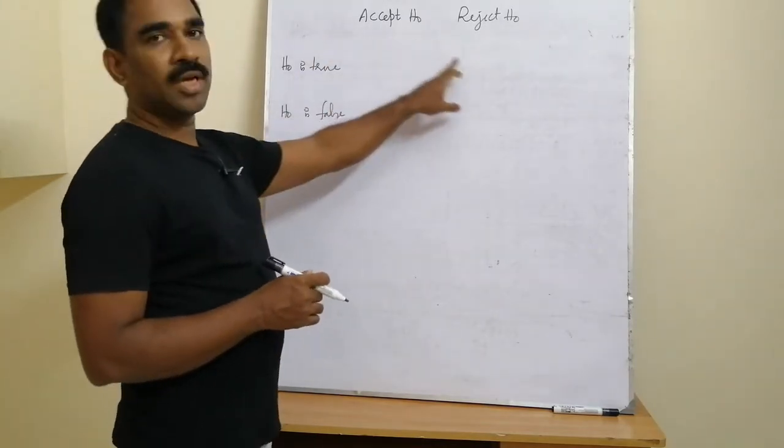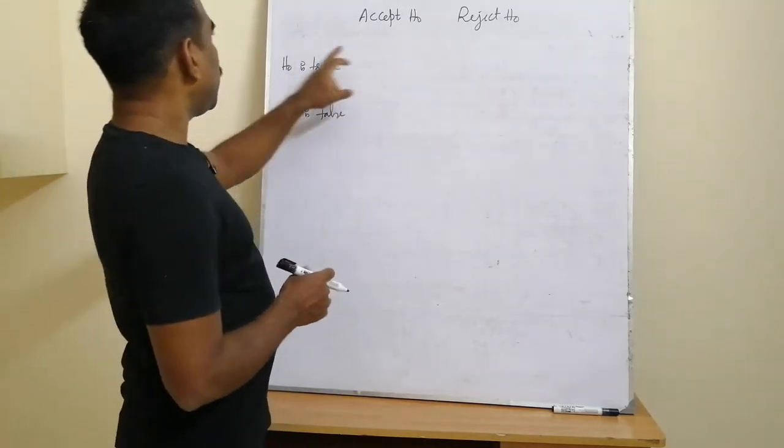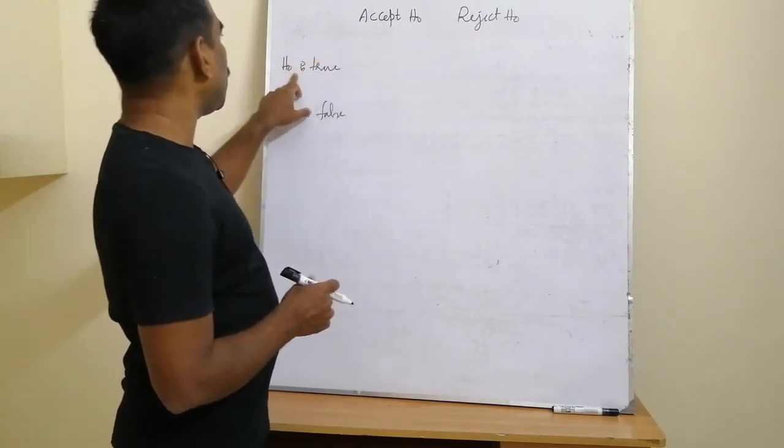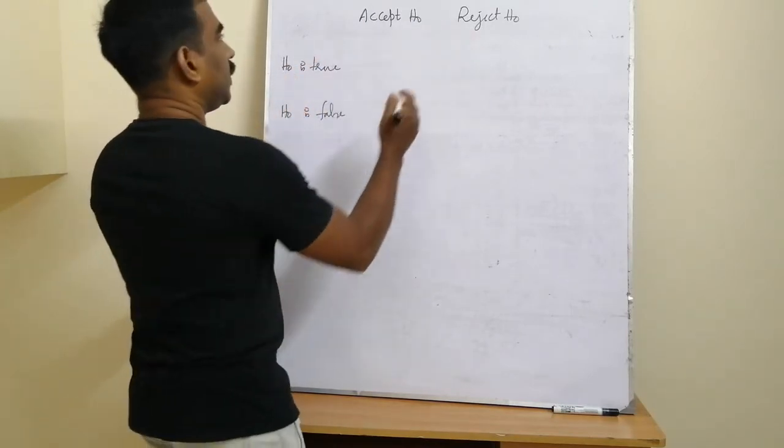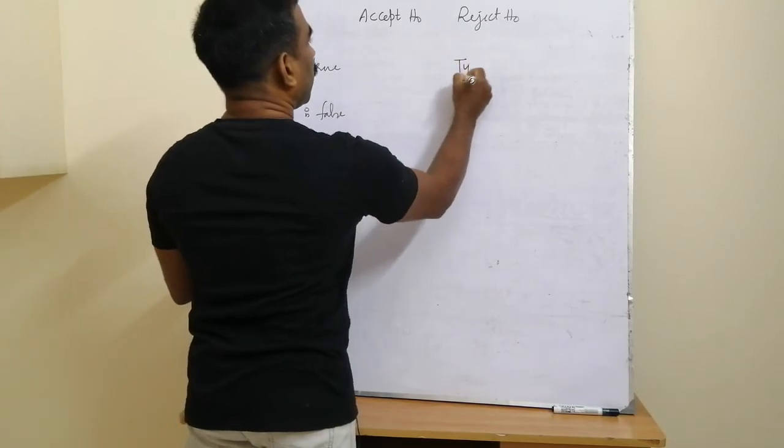In statistical inference, we are arriving at a conclusion based on our sample observations or sample values. So two types of errors are possible. One is rejecting H0 when H0 is actually true. So that error is called type 1 error.